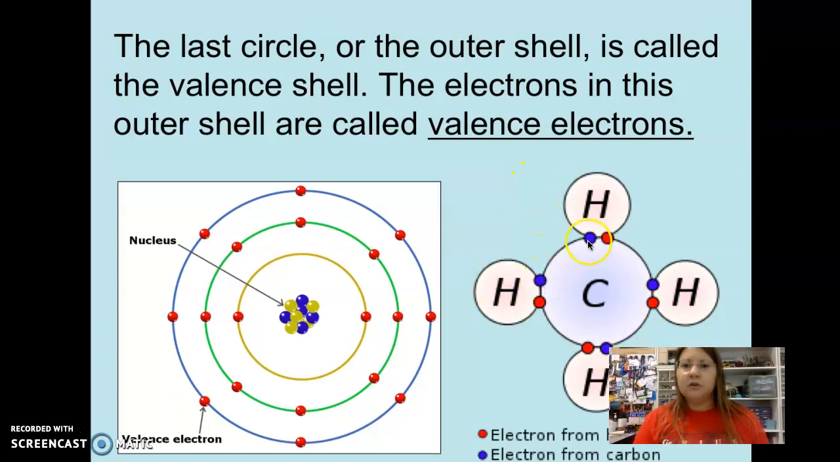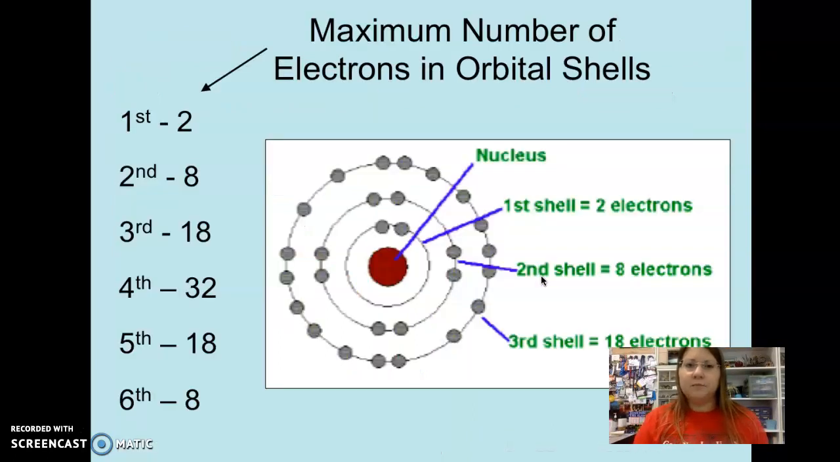So let's count the electrons really quickly and see how many we have total. 1, 2, 3, 4, 5, 6, 7, 8. So 8 is kind of the magic number, and we're going to talk about why in just a second. So as you're making your Bohr models, there's a specific amount of electrons that can be contained on each orbital shell. So the first orbital shell can hold a maximum of 2 electrons. It can hold less than that, but it can't hold any more than 2.